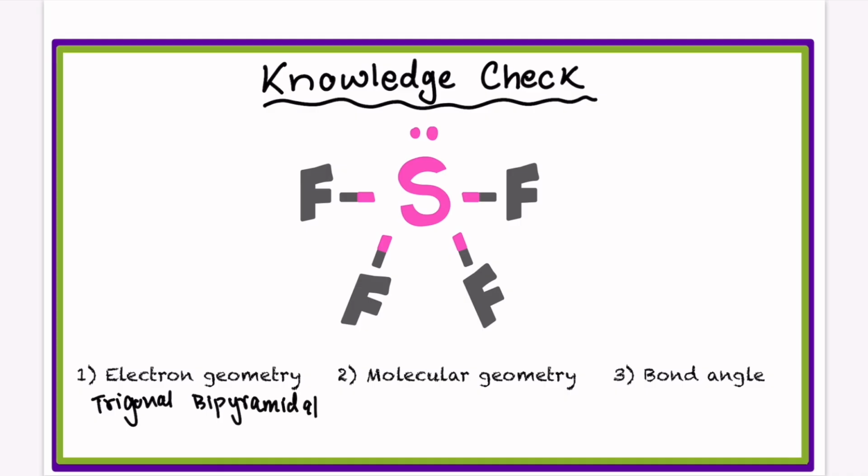And if we ignore the lone electrons on the central atom, this looks like a seesaw. So its molecular geometry, yep, is the seesaw. Therefore, corresponding bond angles are a little less than 120 degrees and also a little less than 90 degrees.